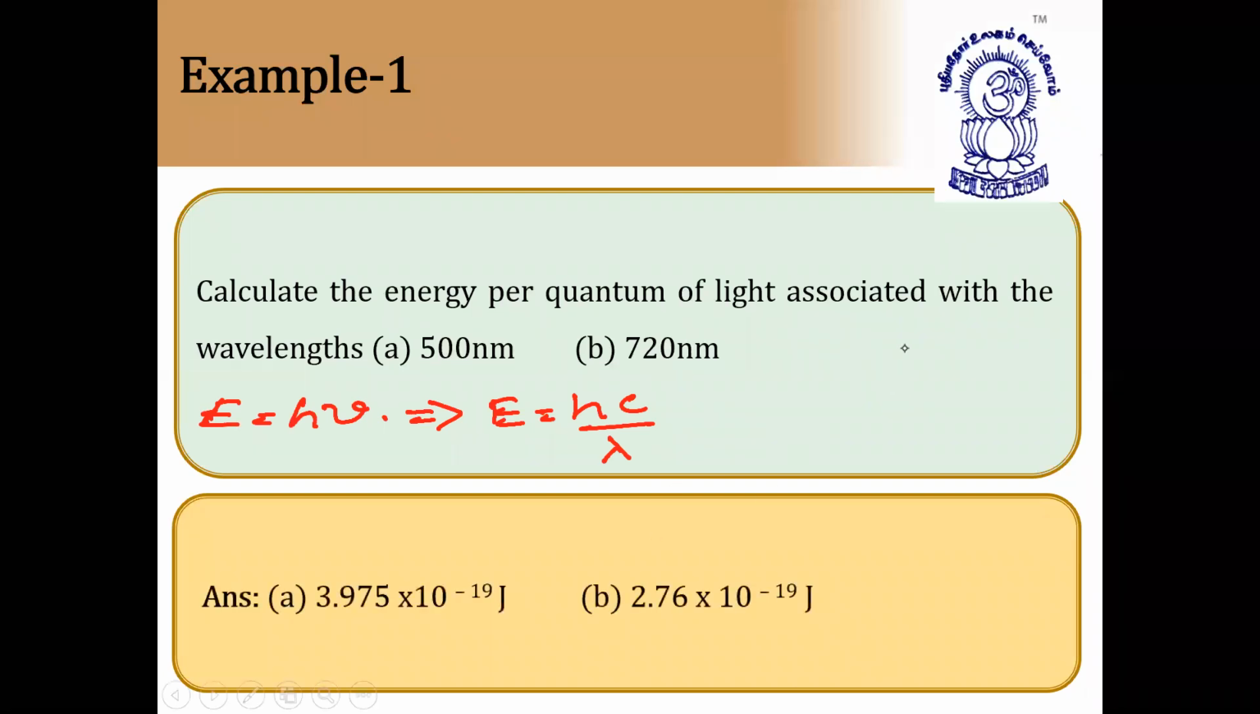h value is 6.625 into 10 to the power of minus 34. c is 3 into 10 to the power of 8 meters per second. And lambda 500 nanometers, you have to convert them into meters: 500 into 10 to the power of minus 9 meters, because 1 nanometer is equal to 10 to the power of minus 9 meters. So after substituting, for A, you will get 3.975 into 10 to the power of minus 19 joules. And for B, we will get 2.76 into 10 to the power of minus 19 joules. Is it clear? Next question.